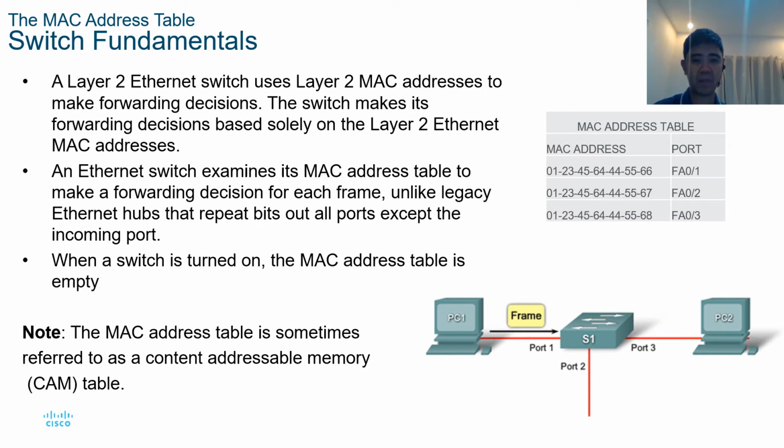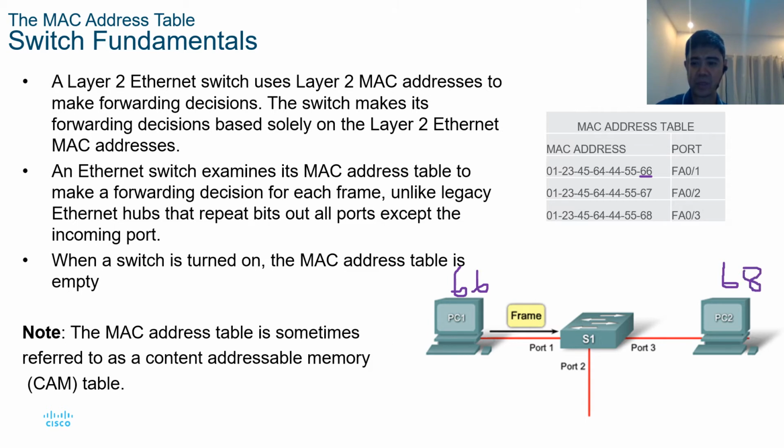In the MAC address table, I have inserted here an example of a MAC address table. In the MAC address table, there is a mapping of the MAC address and to which port it is connected. Example, this port 1, say this FA01. So this MAC address, let's say that's the MAC address of PC1. I'll just write the last 6 hexadecimal, okay? So let's say that's 66. And then for port 3, it has a MAC address of 68.